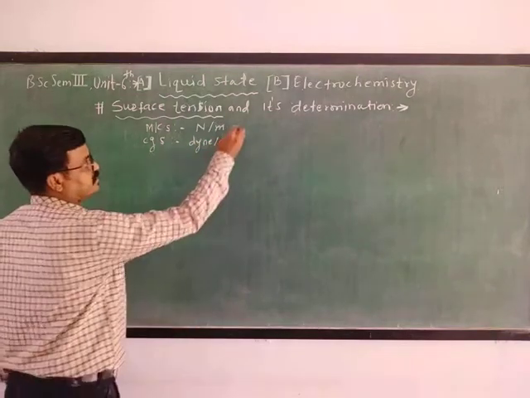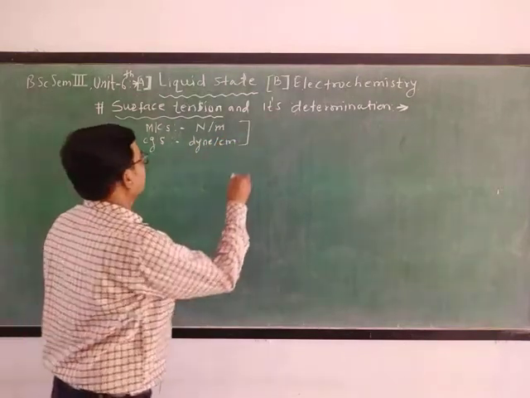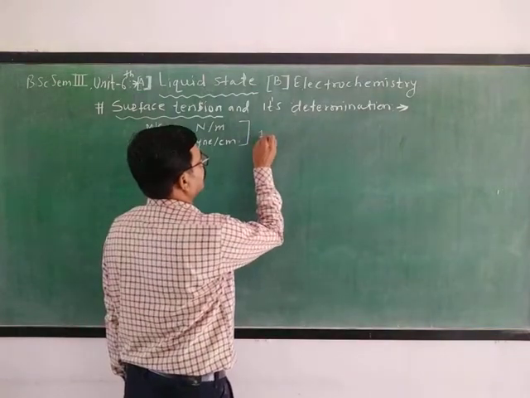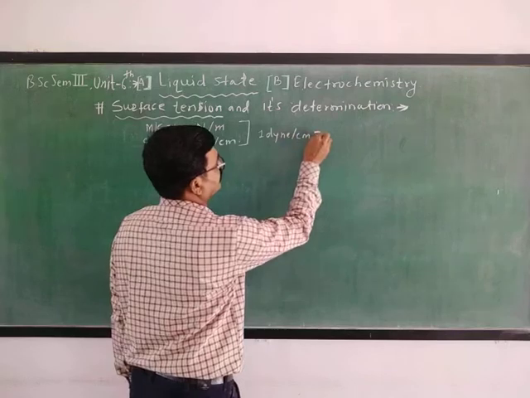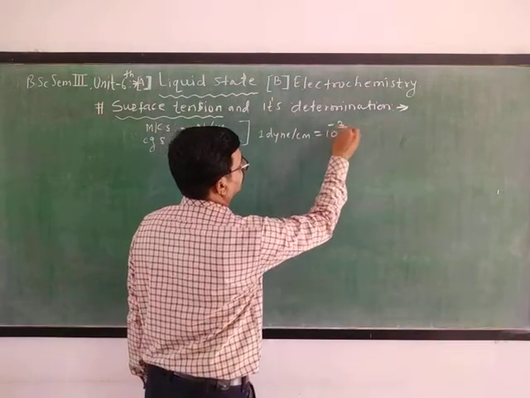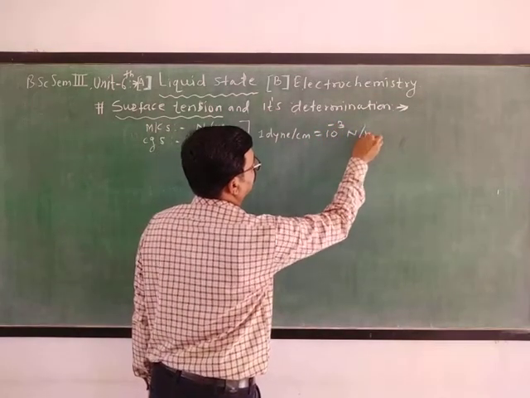Again, there is a relationship between these two: 1 dyne per centimeter is equal to 10 raised to power minus 3 Newton per meter.